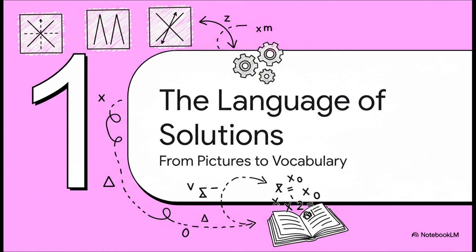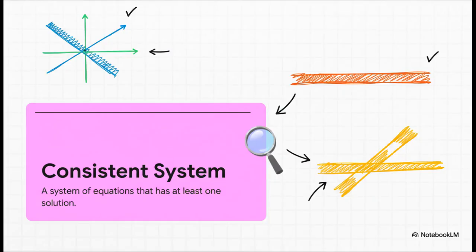Now let's give them their proper mathematical names. We have some specific vocabulary to describe these situations, which helps us talk about them without needing to draw a picture every single time. The first big term is consistent. A system is called consistent if it has at least one solution. So think about our pictures. This word covers two of them, right? It covers the single intersection point because that's one solution, and it also covers the identical lines because they have infinite solutions. As long as there's a solution, any solution, it's consistent.